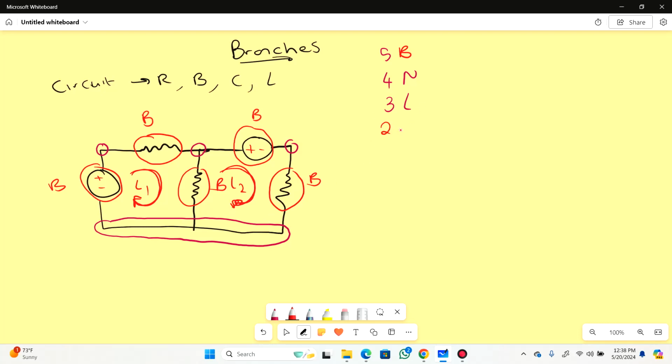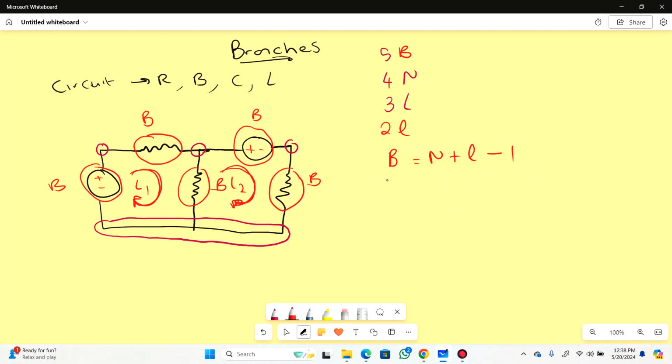So meaning I have two independent loops. Now, a formula to check whether we are on the correct path or not is given as branches is equal to nodes plus loops minus 1, right? This formula here is important. Please take note of this formula.